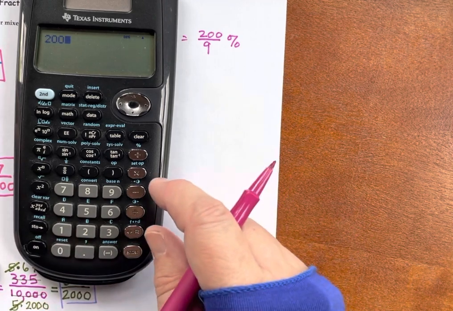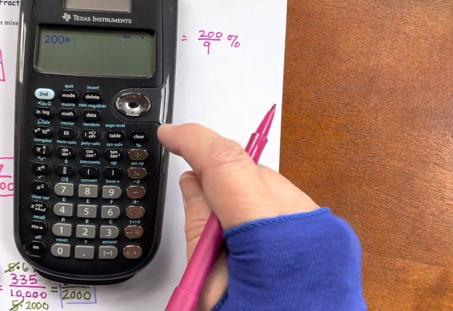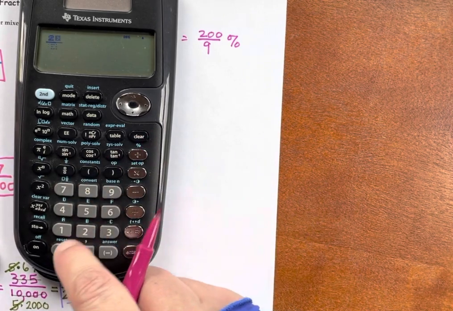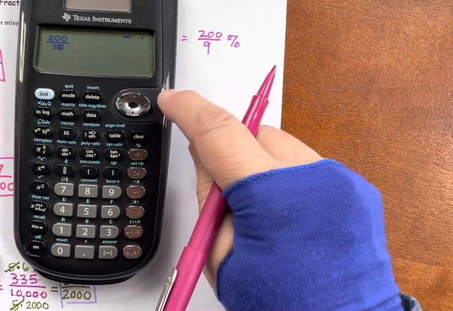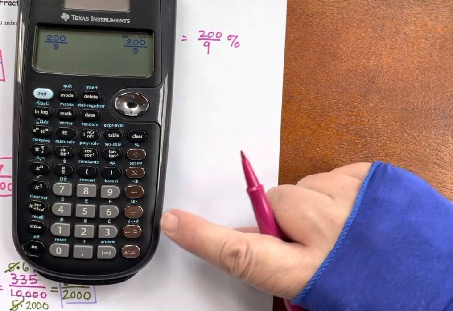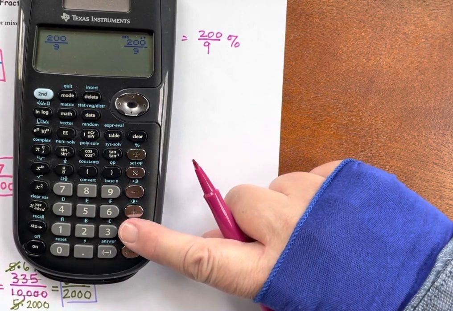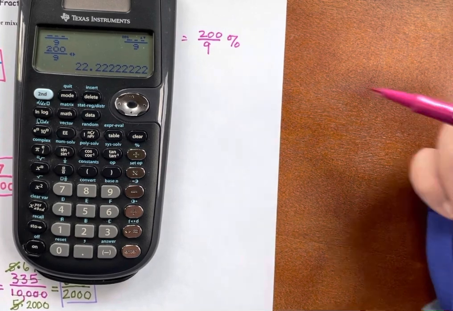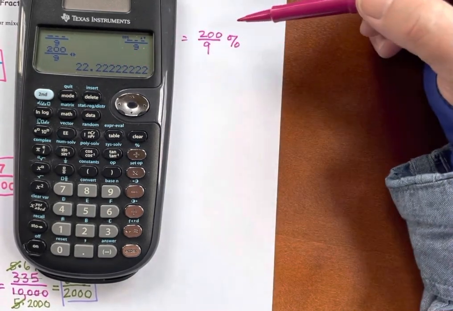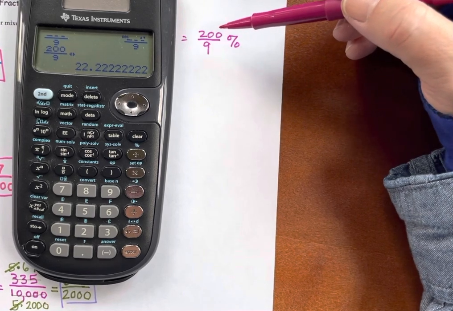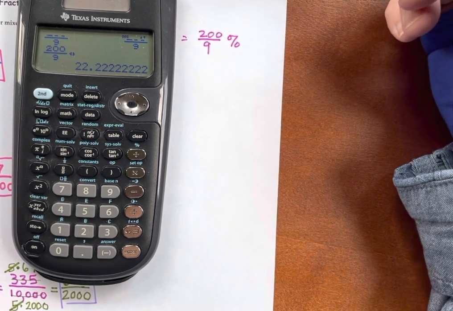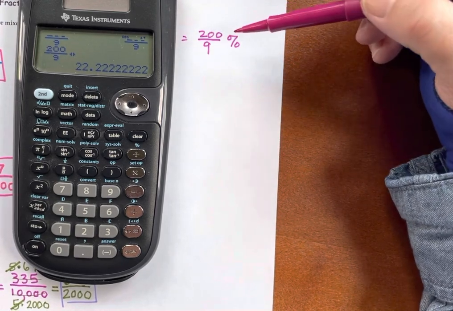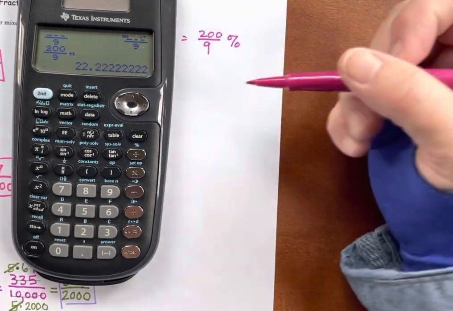200 divided by, I would put it as a fraction. Why not? 200 over 9. Enter. Now to change it to decimal form, I hit the button above the equals on this calculator and it's 22.2. Notice that this 2 is repeating. Since this is a fraction, I know it's a rational number, and rational numbers either terminate, they end, or they repeat indefinitely. And this is one of those repeat indefinitely because it was a fraction, right?